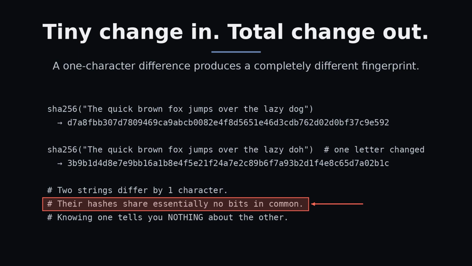This is essential, because it means an attacker who has the hash of some sensitive data cannot guess at it bit by bit. They can't tell whether their guess is almost right. Either it matches the full hash exactly, or it tells them nothing.